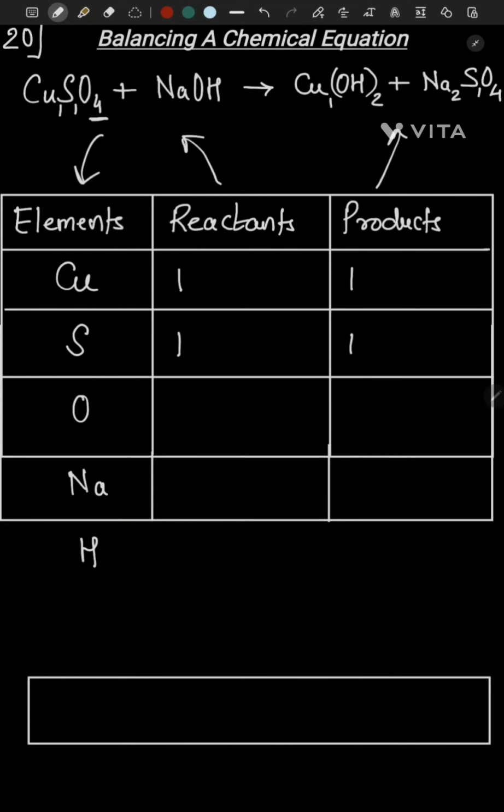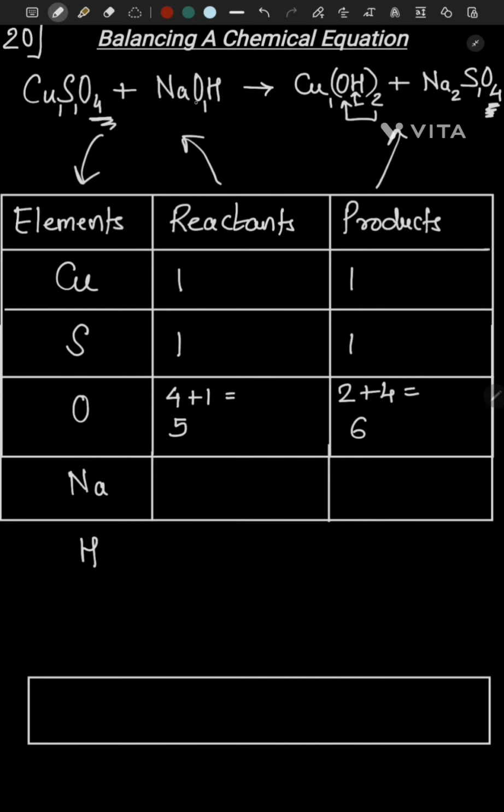Oxygen, we have 4 here. So oxygen 4, but we also have 1 here. So plus 1. So together it becomes 5. Oxygen, this 2 is for both of them. So we have 2 oxygen here plus last 4. So 2 plus 4, it becomes 6.